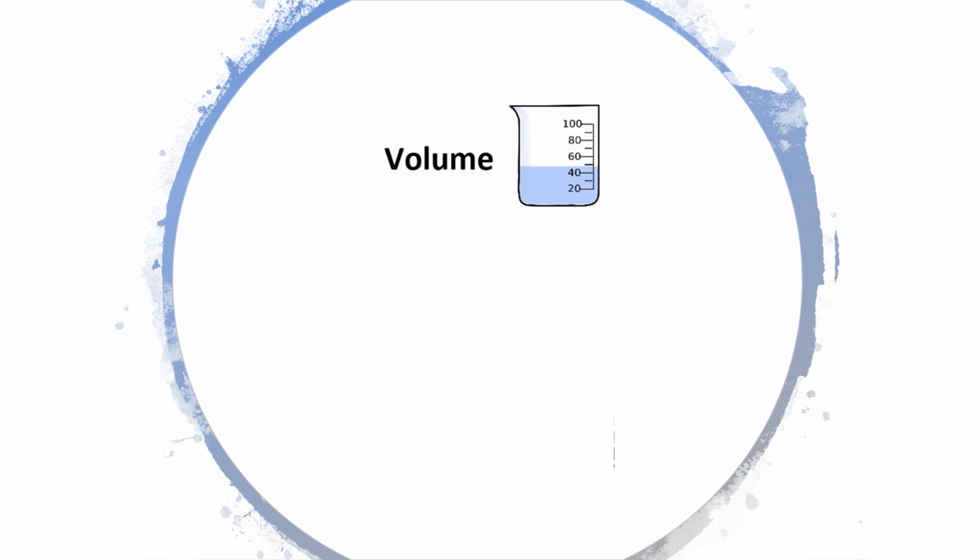Volume. The 2 units we use for volume in the gas laws are milliliters and liters. 1 liter equals 1,000 milliliters. The only thing you have to be careful with in this is that your units have to be the same on both sides of your equation. So anything that's talking about the volume in your equation must be in the same units.